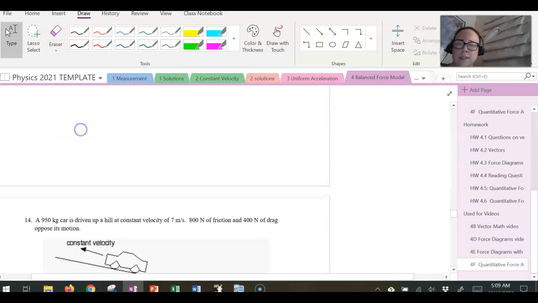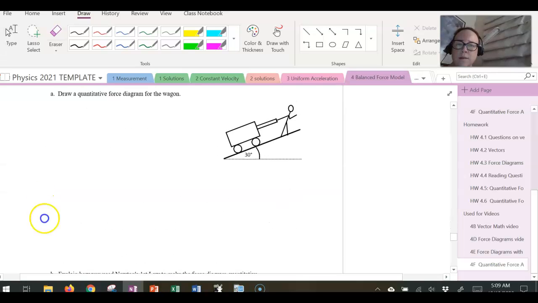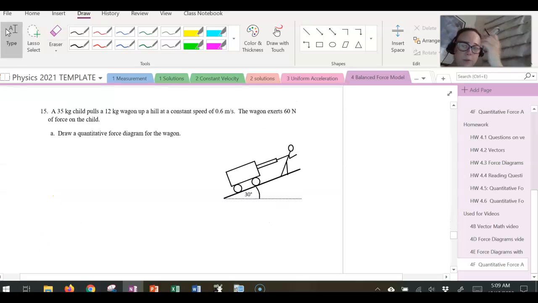This time I'm going to do an example where we have a situation with something going up a ramp. So here we've got a child pulling a wagon up a hill. The direction of motion is up the hill. So I'm going to tilt my coordinate axes so that the x-axis is parallel to that direction of motion. Remember, I always want one of my axes to be parallel to the direction of motion.